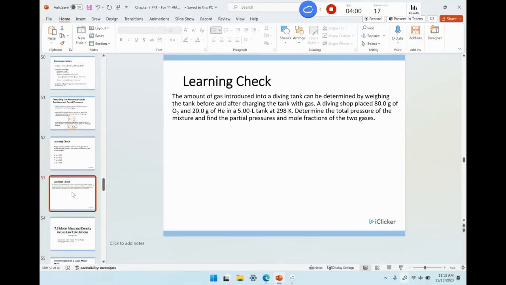If you finish the iClicker, continue working on this problem. So you're calculating total pressure, partial pressures, and mole fractions.